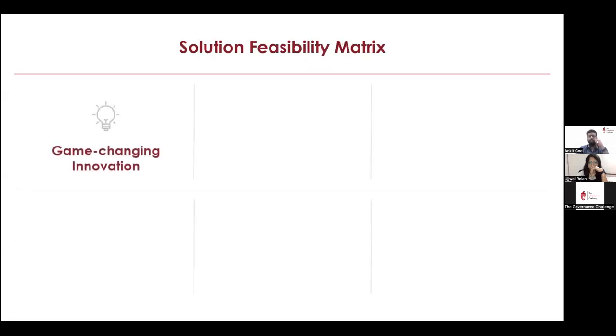Then we're talking about what are the things that we would be evaluating. So there's a solution feasibility matrix that we have created. There are 6 things that come here. The first thing is that these ideas that you come up with should be game-changing innovations. Now, this is something that I think a lot of people wanted clarified. It has also been very clearly mentioned in the case study as well, but game-changing innovation is not some routine thing which is happening in the government, right? Or very, very small incremental things that we need to do.